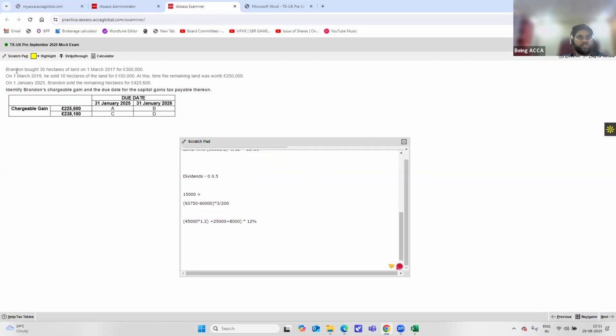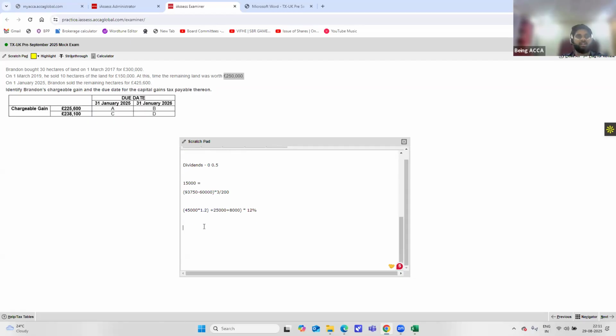Now we see Brandon bought 30 hectares of land on 1st March 2017 for 300,000. On 1st March 2019, he sold 10 hectares of land for 150,000. At this time, the remaining land was worth 250,000. So that means there's a part disposal happening here. On 1st Jan 2025, Brandon sold the remaining hectares for 425,600.